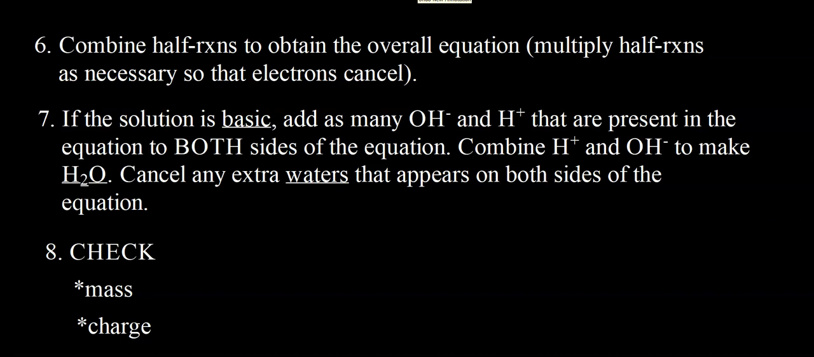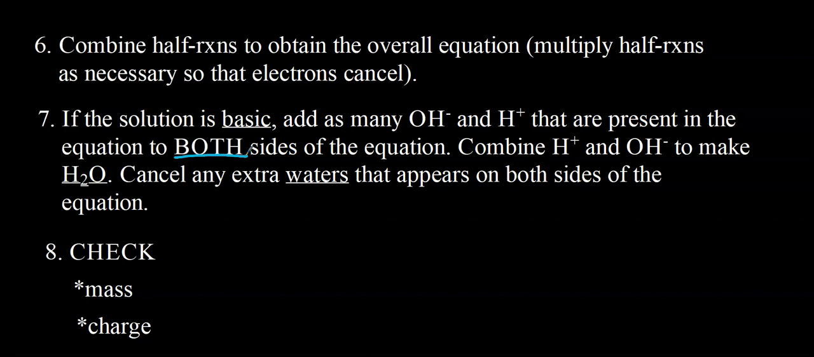You're going to add the same number of OH minus ions as there is H plus in your equation. Here's the important thing, to both sides. So let's say you have 5 H pluses on the left. You're going to add 5 OH minuses to both sides of that half reaction, or both sides of the equation rather. It's not going to be in your half reactions, it'll be in the overall balanced equation.